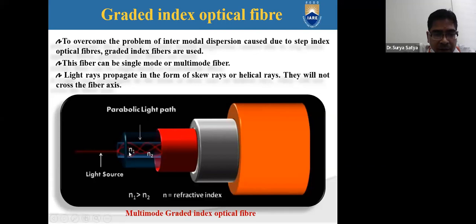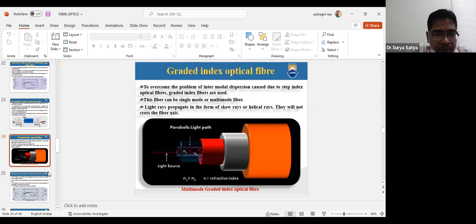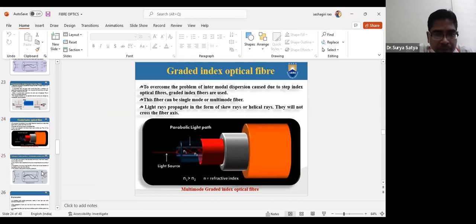This has refractive index n1, and this has refractive index n2, where n2 is the refractive index of the cladding and n1 is the refractive index of the core. Obviously, n1 should be greater than n2, where n is the refractive index. This is what we call a multimode graded index optical fiber. The significance of introducing multimode graded index optical fiber is the intermodal dispersion, which was overcome in this fiber.